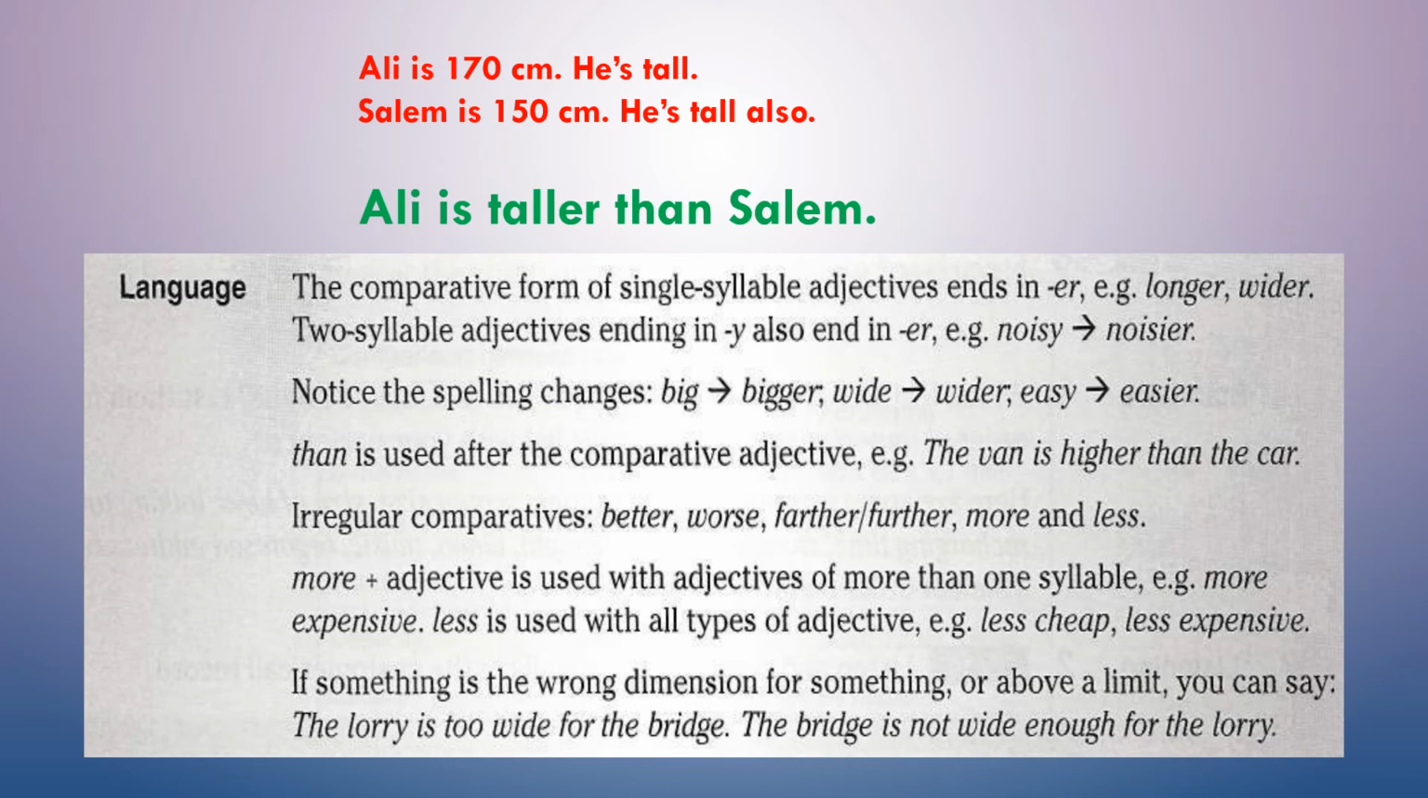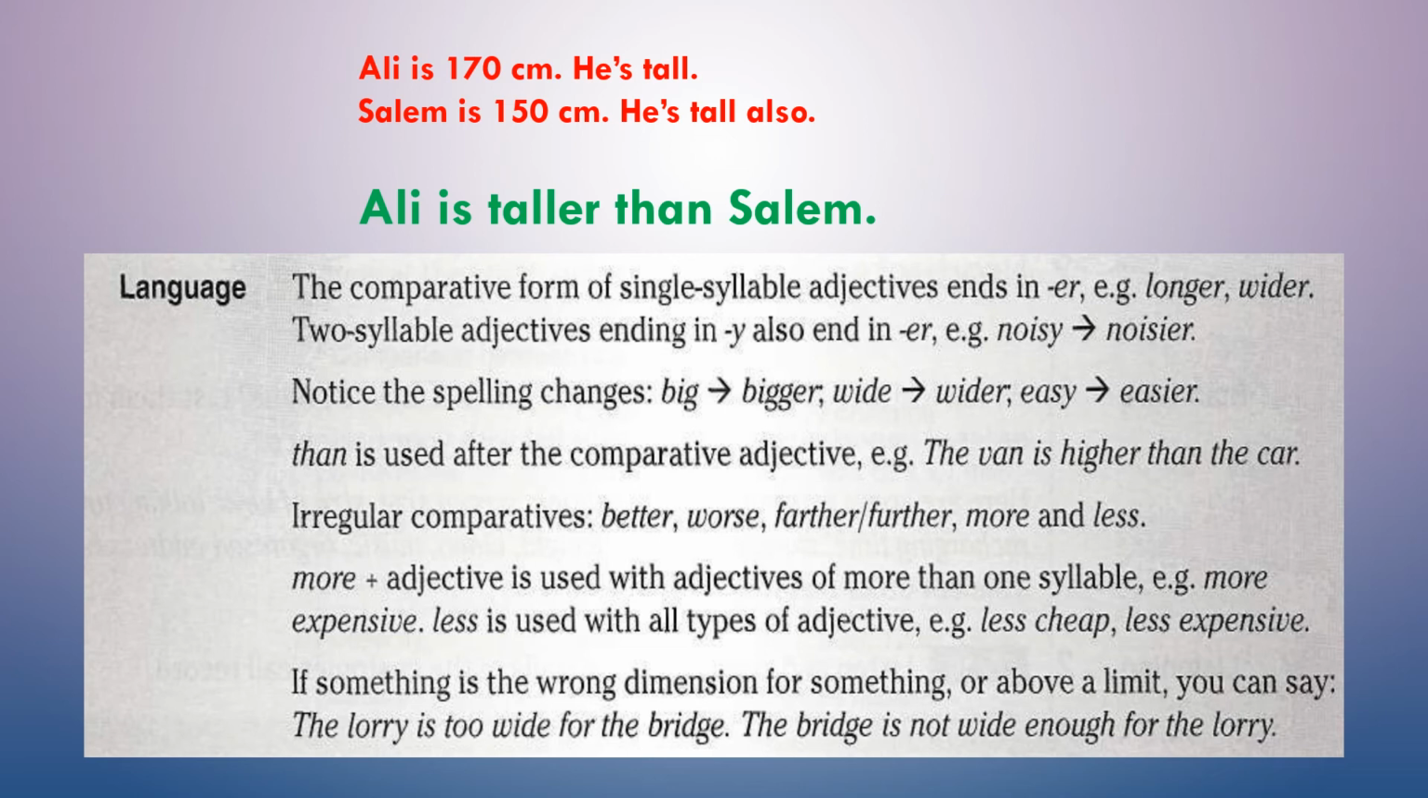Now the last paragraph in your book here in the language tip: if something is the wrong dimension for something or above a limit, you can say the lorry is too wide for the bridge. This sentence means that the lorry doesn't fit in the bridge. It can't pass. Here, the lorry is maybe 3 meters, but the bridge is 2 meters. So the lorry is too wide for the bridge. The bridge is not wide enough for the lorry.